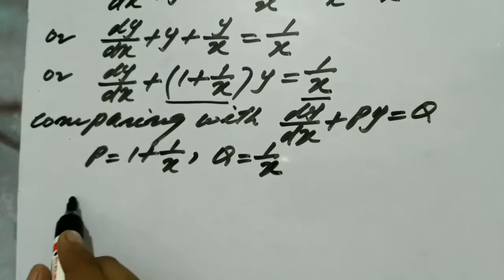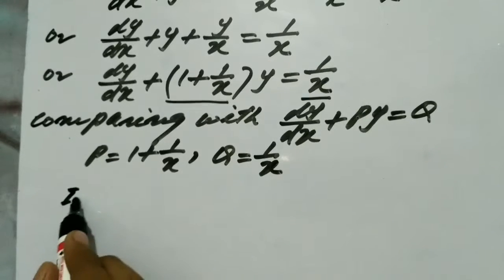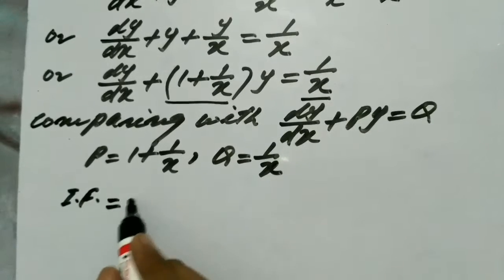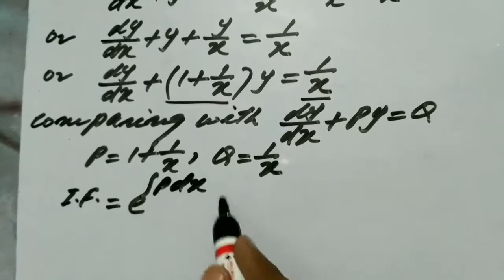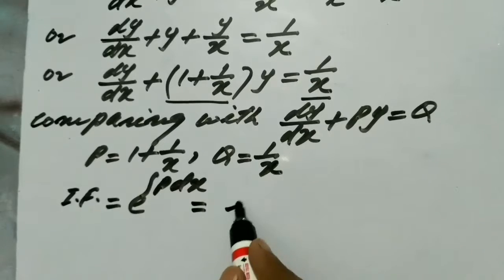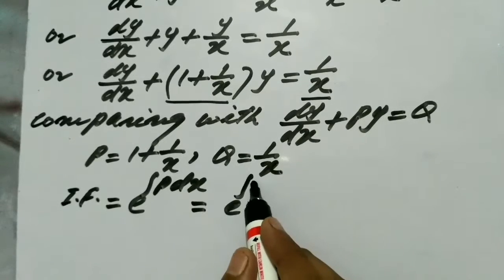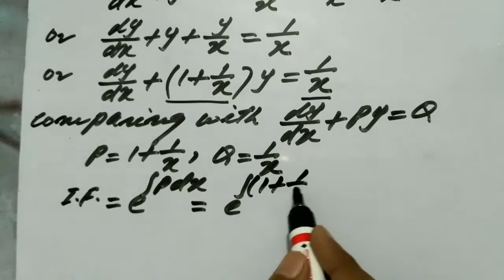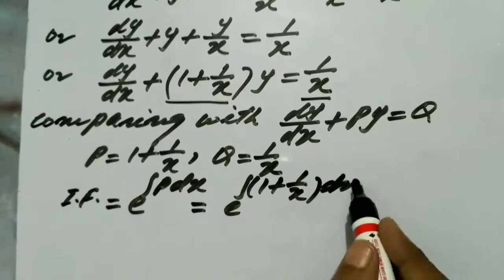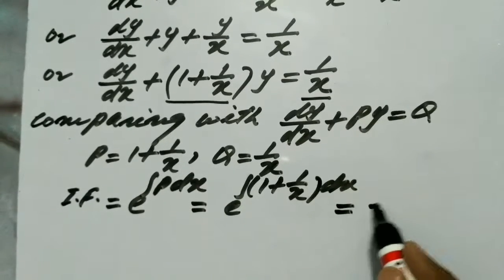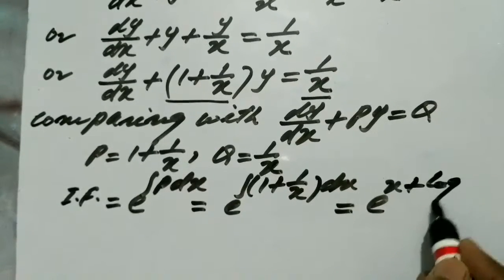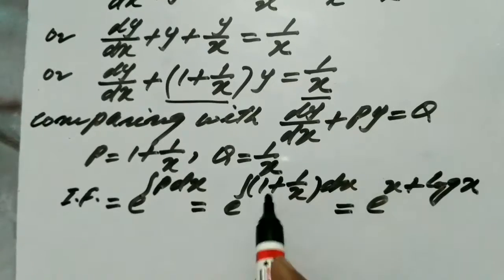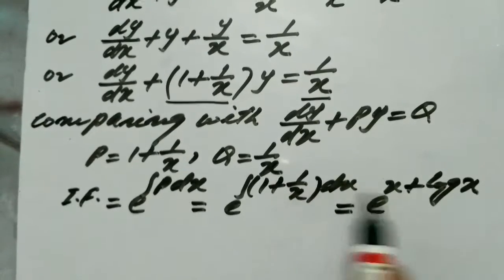In the next step, we have to find out the integrating factor by substituting the value of p in the formula. Integrating factor is equal to e raised to the power integral p dx. So we have e raised to the power integral 1 plus 1 over x dx, that is equal to e raised to the power x plus log x, because integral of 1 is x and integral of 1 upon x is log x.